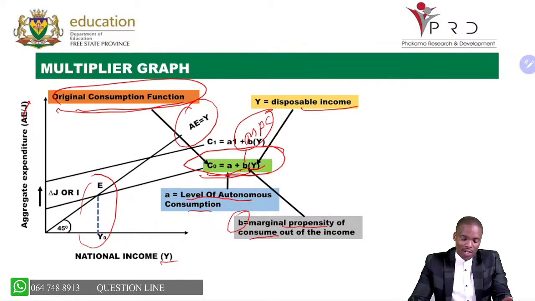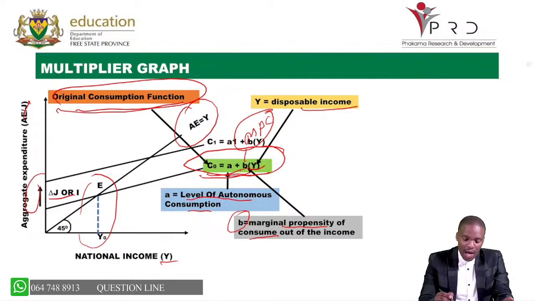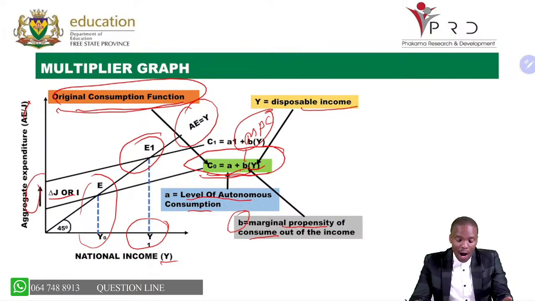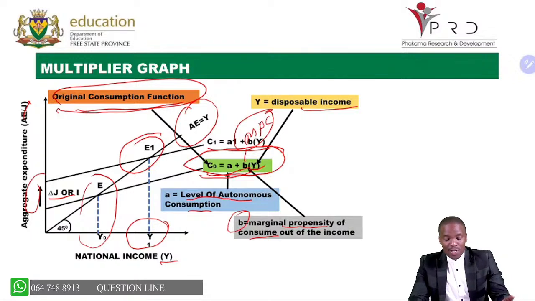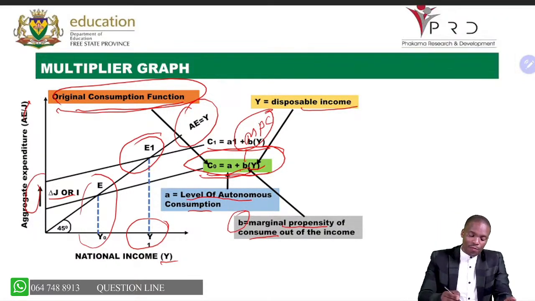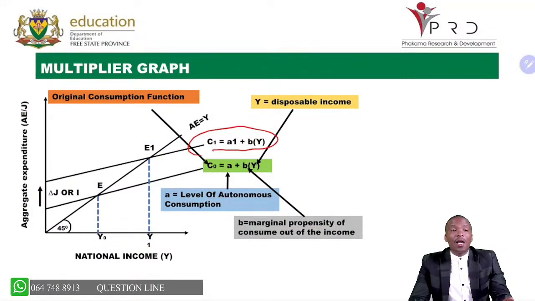So suppose now there's an increase in injections, it will go up, and a new equilibrium point will be formed at E1, and a new income will be calculated at Y1. And then we've got the new consumption function, which is C1 equals A1 plus B of Y. That is our new consumption function, C1 equals A1 plus B of Y there.